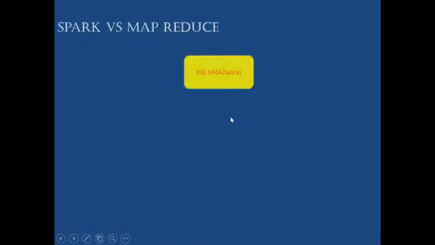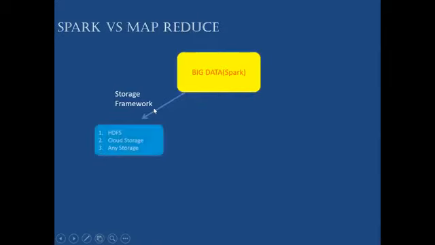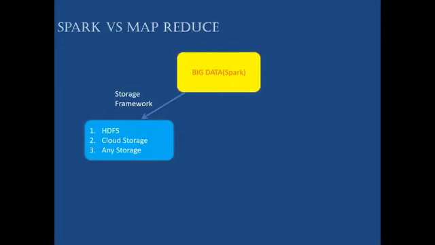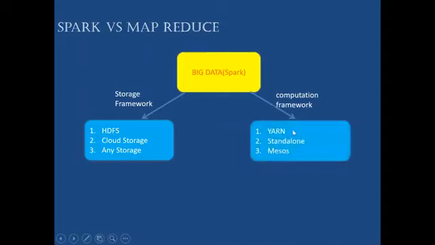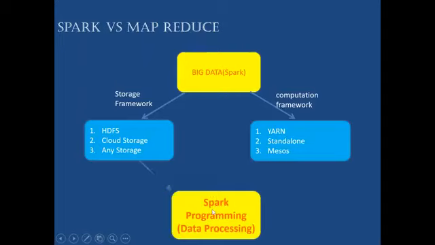Now let's go with Spark. In the same big data, if you take Spark, the storage can be HDFS, any cloud storage, any other database, data warehouse, we connected those, right? So any storage framework. Similarly, for computation you have YARN, standalone, and different computational frameworks, and you can use anything. By using Spark programming, you can read data from any database, any storage, and you can execute on any of these computational frameworks. Got it? Everybody's clear?